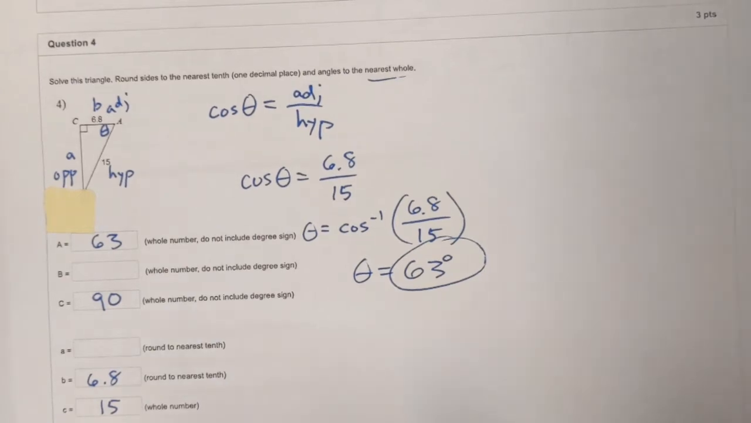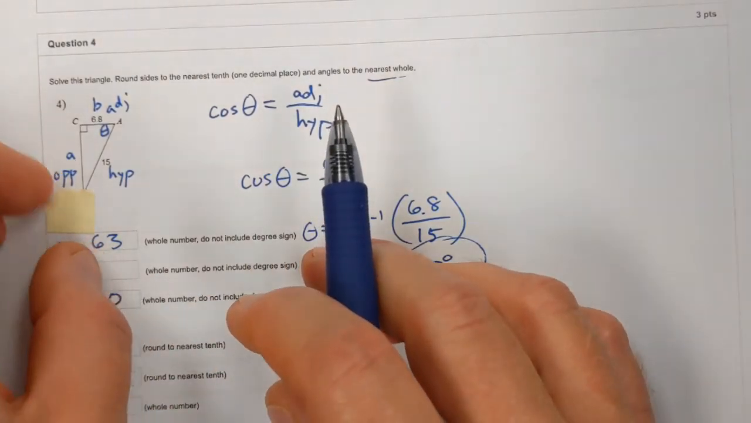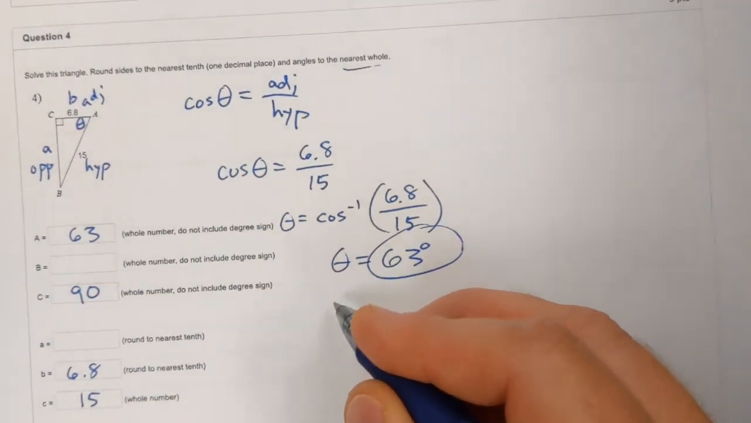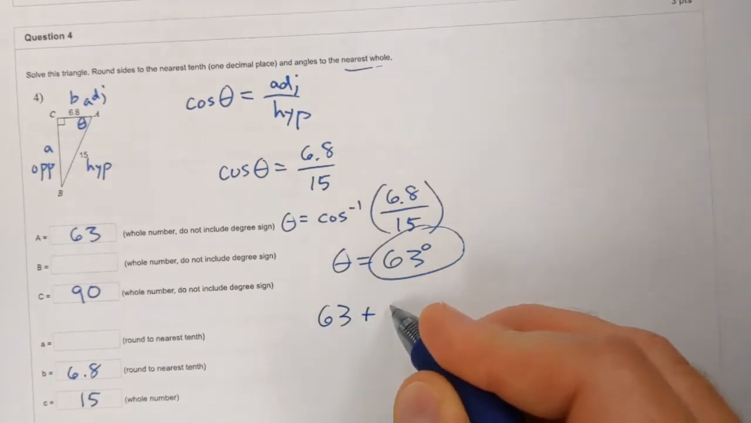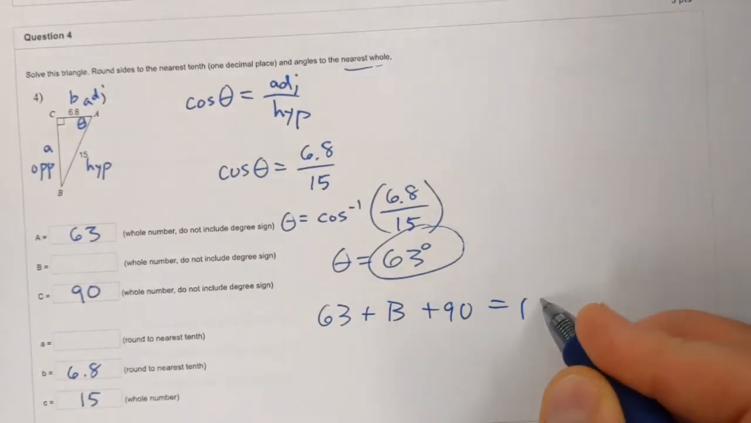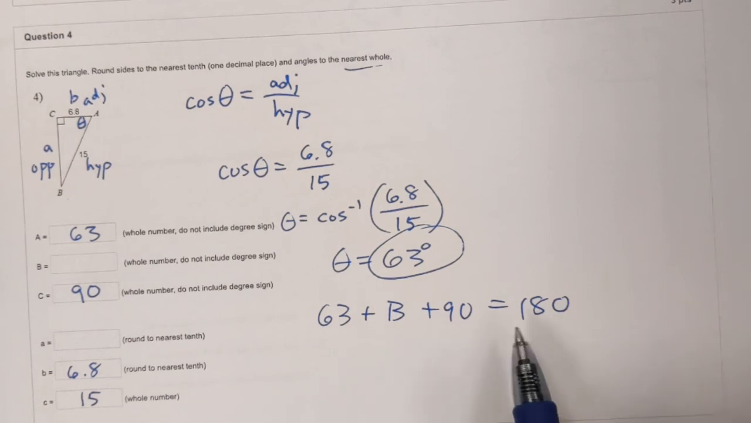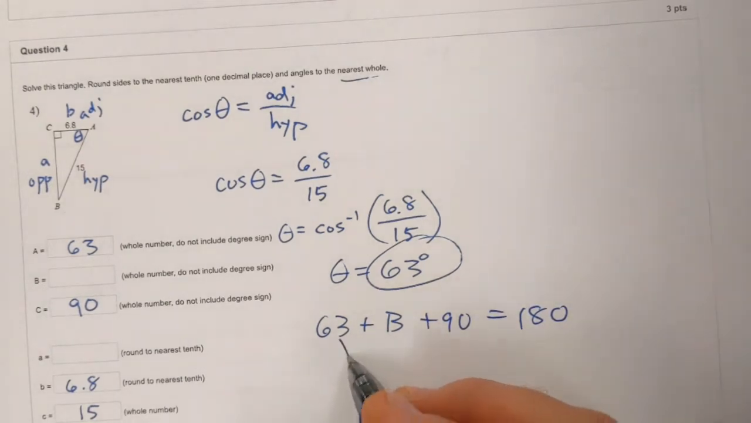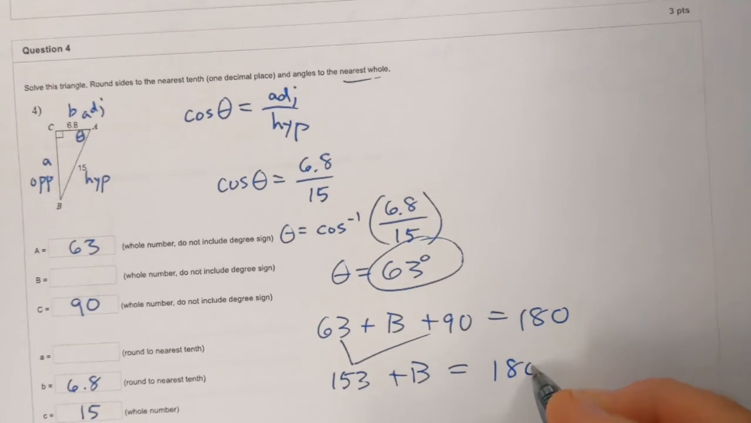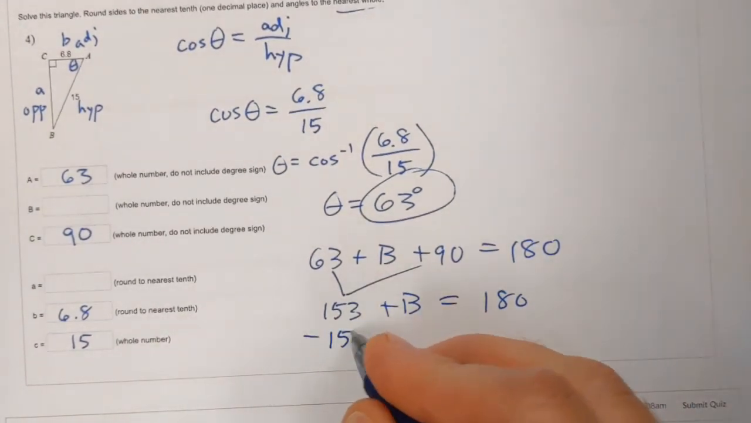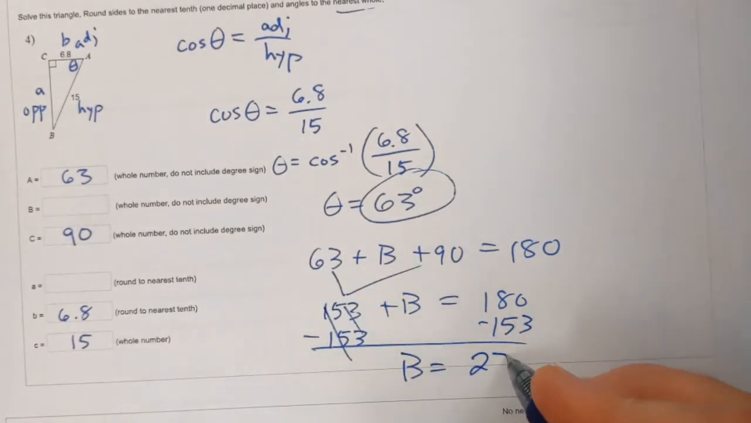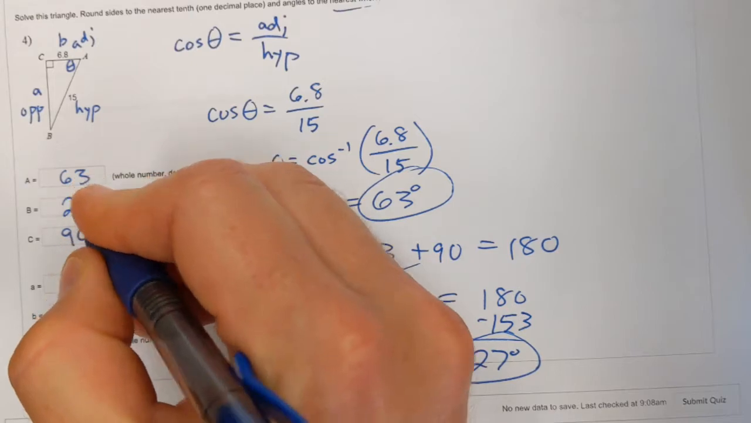And then to solve for angle B, we can just use our rule of 180. These three angles have to add up to 180 degrees. So 63 plus angle B plus 90. I can't remember if that's what I said or not. But using a little bit of algebra here, you find that our missing angle B is going to be 27 degrees. So that's a 27.